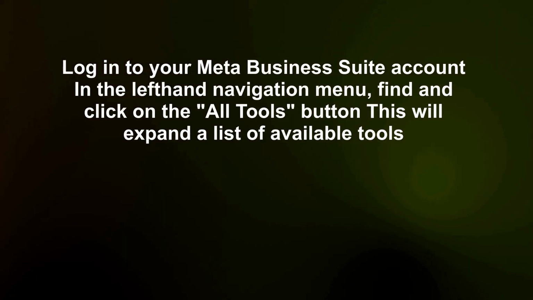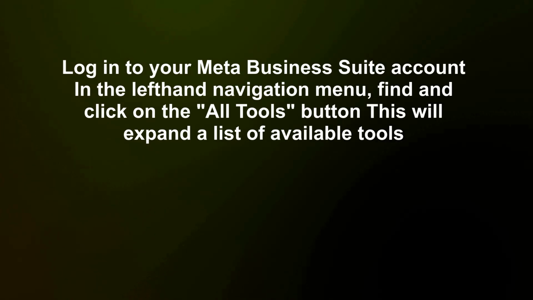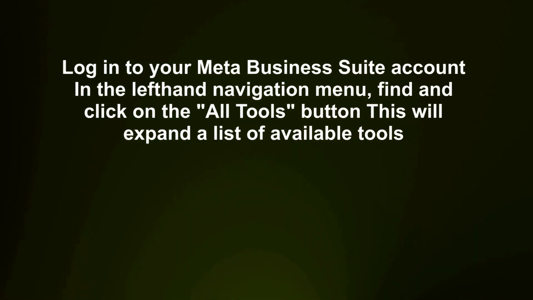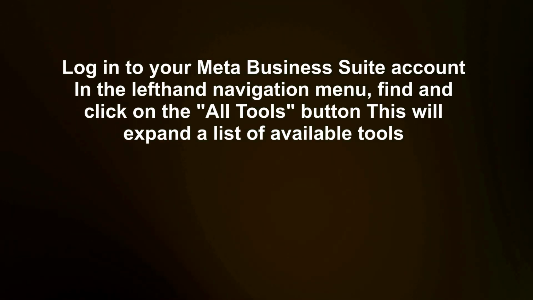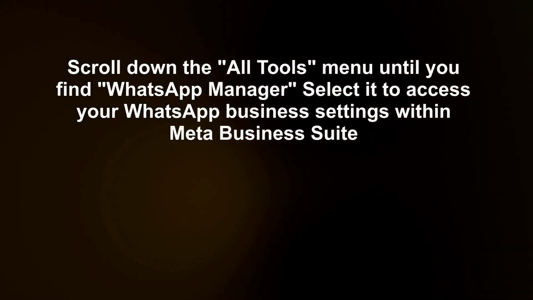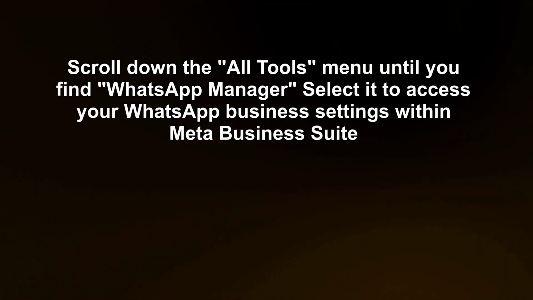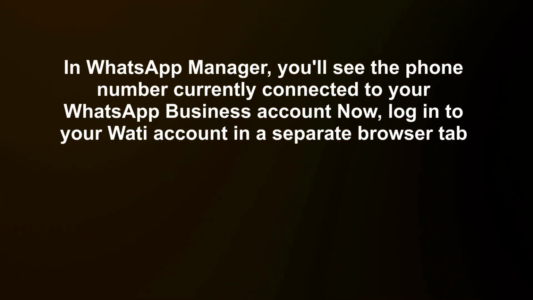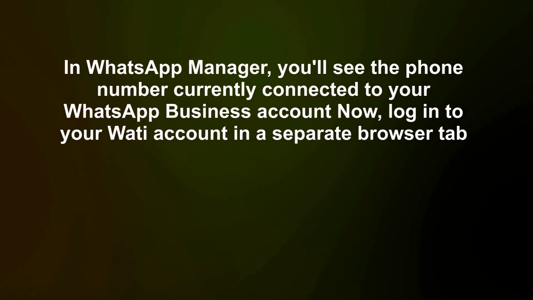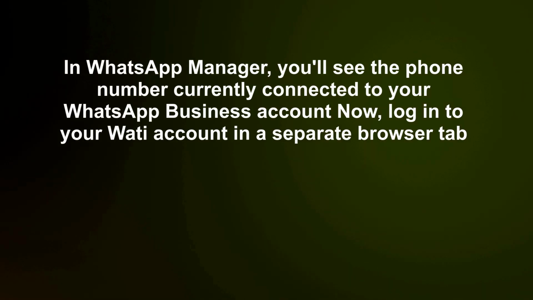Log into your Meta Business Suite account. In the left-hand navigation menu, find and click on the All Tools button. This will expand a list of available tools. Scroll down the All Tools menu until you find WhatsApp Manager. Select it to access your WhatsApp business settings within Meta Business Suite. In WhatsApp Manager, you'll see the phone number currently connected to your WhatsApp business account.